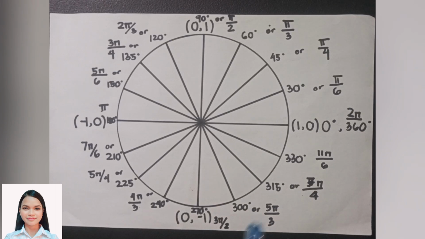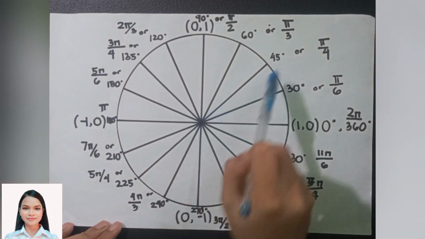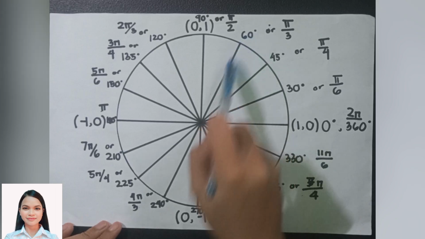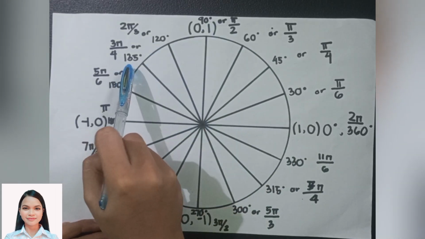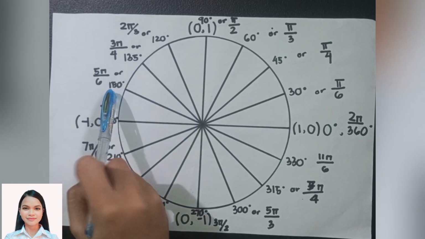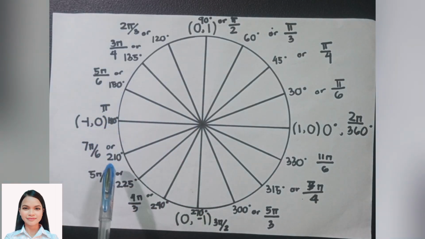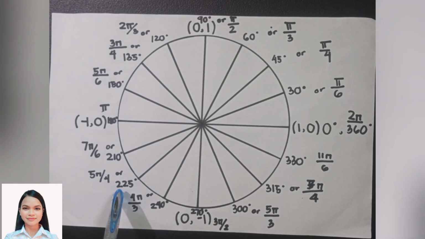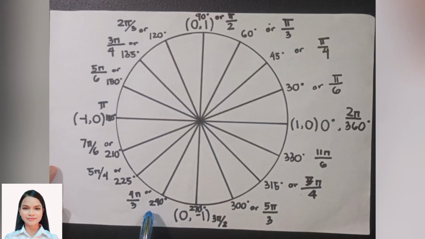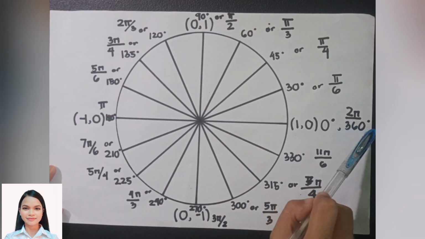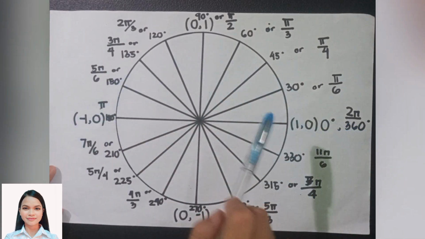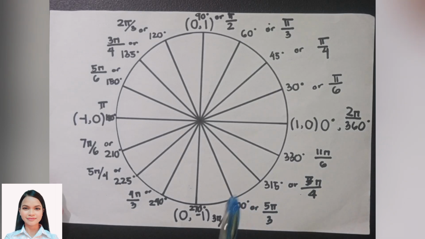In this unit circle, 30 degrees is right there, 45 degrees, 60 degrees, 90 degrees, 120 degrees, 135 degrees, 150 degrees, 180 degrees, 210 degrees, 225 degrees, 240 degrees, 270 degrees, 300 degrees, 315 degrees, 330 degrees, and 360 degrees, with a total of 1 unit circle.